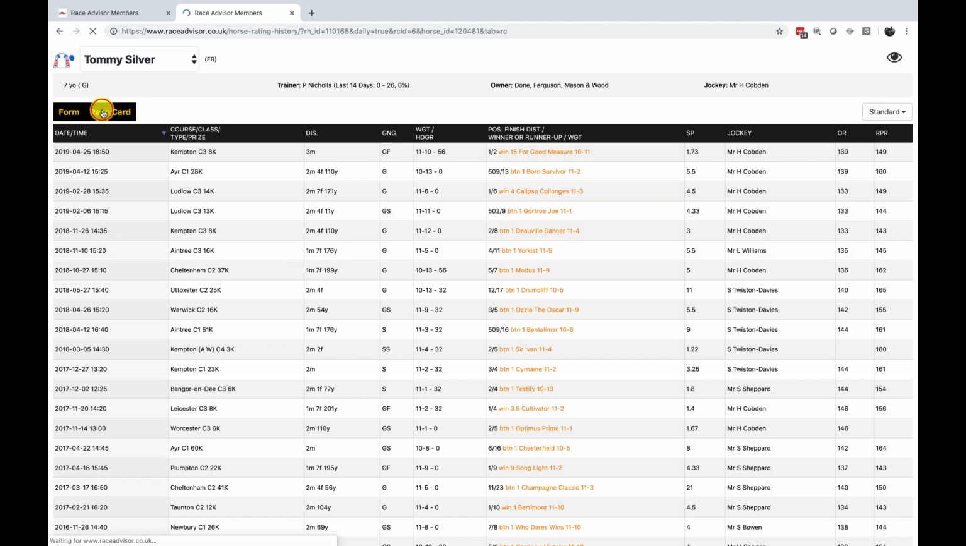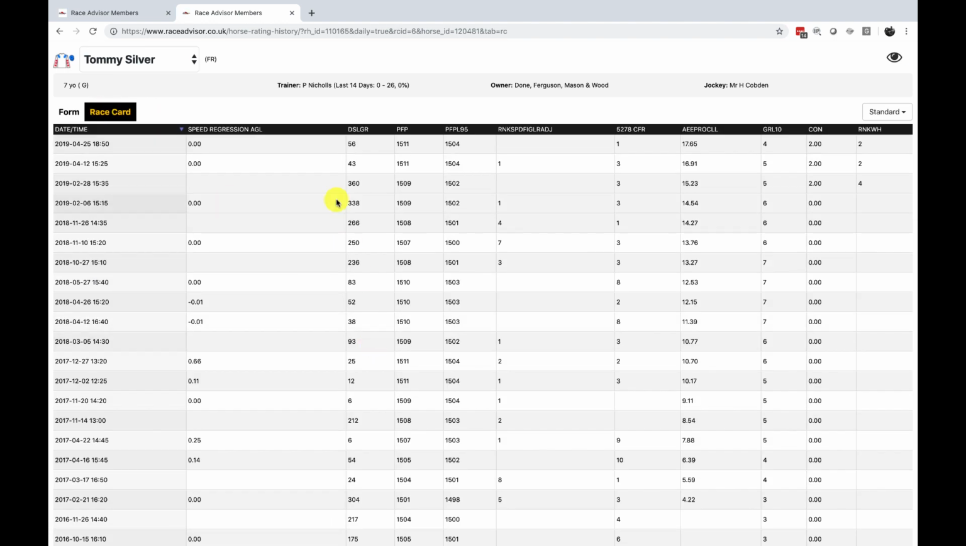I'm just going to click on the race card here to have a quick look at its scores in previous races. So the last race that it won at, again, was at the top. It had a good prize money here, but the speed regression was neither up nor down.